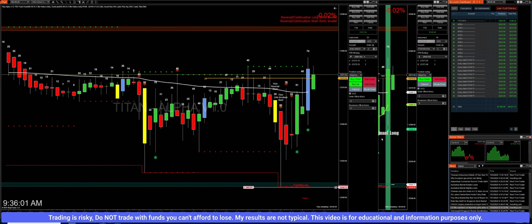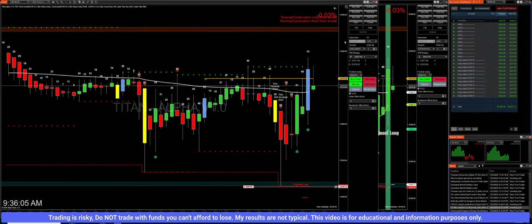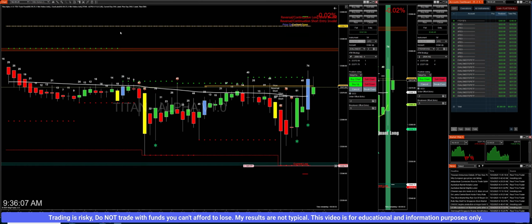NQ Quant Long. So we're getting a long here, but it's invalid because there's not enough ticks. So we need 80 ticks. So you can see we have this light blue, which signifies invalid. It's because we don't have 80 ticks. Yeah, we have 65 ticks. So we don't have enough room for target one.